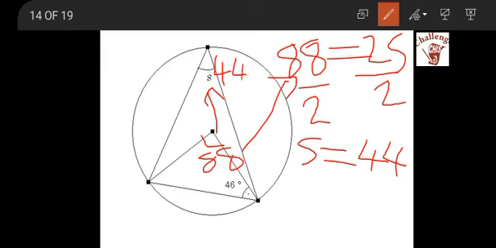First we have to find S. First of all, we say that we have this triangle, which comes from the center of the circle and joins the same chord. We have two sides that are equal. That means this angle 46 equals this angle 46. Then we can find this angle to find S, because this angle 88 is twice the angle S. We make S the subject of the formula, and then we find that S is equal to 44.